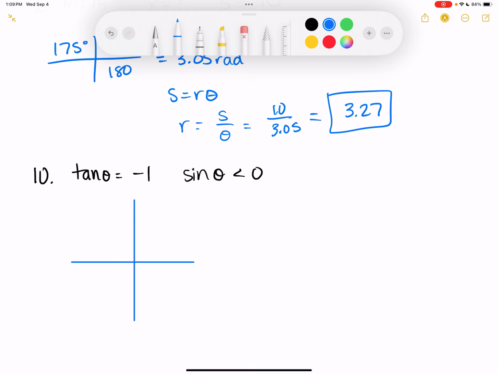Is that tracking? Not really. Can you say it again? Yes. Tangent is negative here and here. Sine less than 0 implies that the y values are negative, so it has to be down here. So the overlap is right here. Okay.